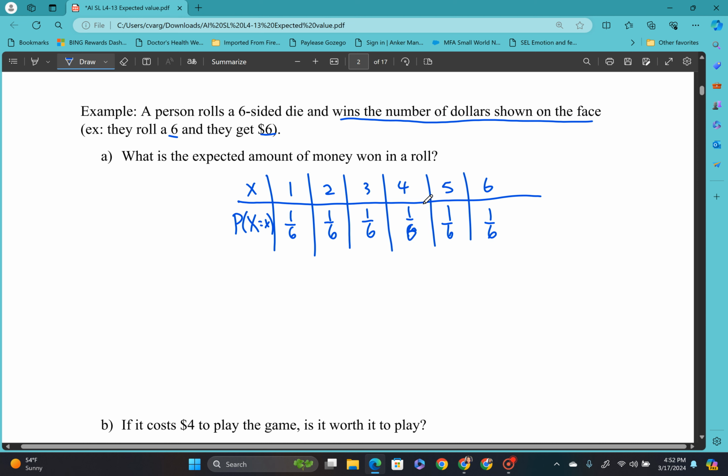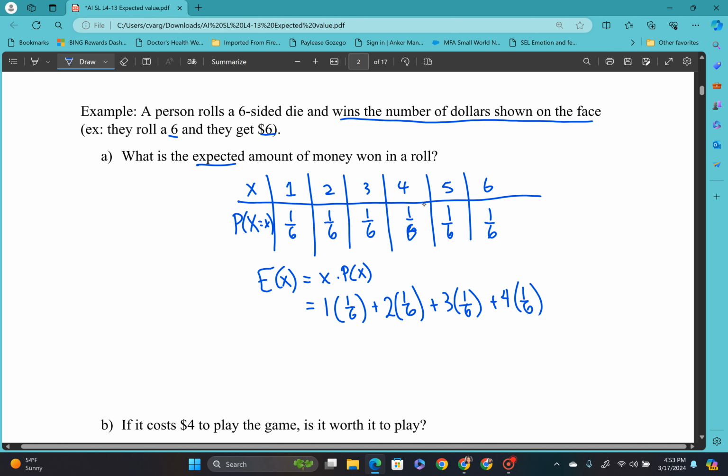All right. So now they're asking us the expected amount of money that's won in a roll. So let's go ahead and write down our formula. The E of x is equal to, and just watch, right? We're going to do x times the probability of x happening. Okay, so let's go ahead and do that. 1, right? Here's our 1 times 1/6, right? Plus 2 times 1/6 plus 3 times 1/6 plus 4 times 1/6 plus 5 times 1/6, right? And you can roll a 6, and that's a 1/6 chance of that happening, okay?